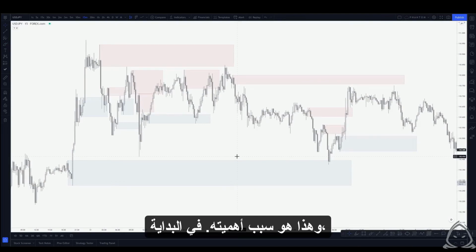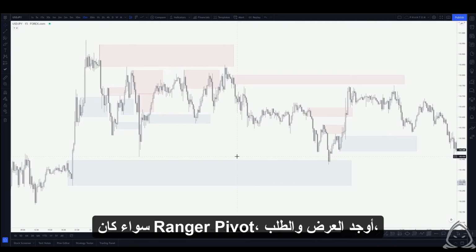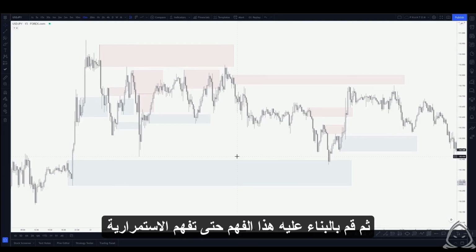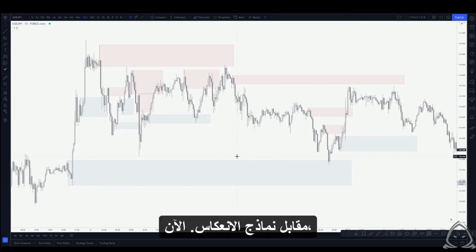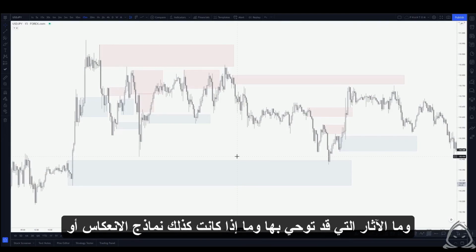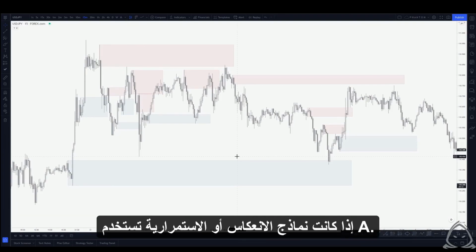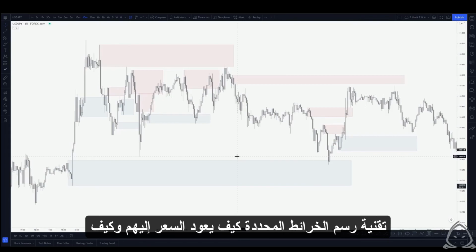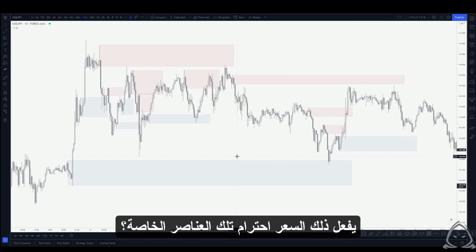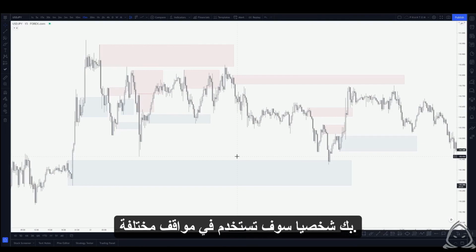And that's why it's so important to initially put the work into understanding how to visualize the mapping techniques, whether it's range or pivot created supply and demand, then build on that understanding so that you understand the continuation versus the reversal models. Now it's important to apply how price is returning to how the zones are mapped and what the implications may be, as well as whether they are reversal or continuation models, and how price returns to them. Taking it a step further, if the reversal or continuation models are using a specific mapping technique, how is price returning to them, and how does price respect those particular elements? This is how you start to build your trading models that you personally will use in various situations.